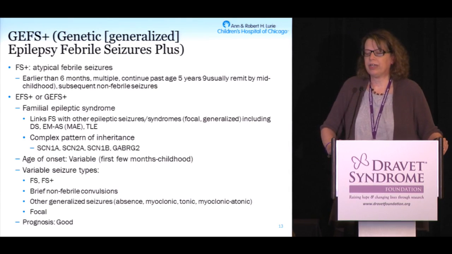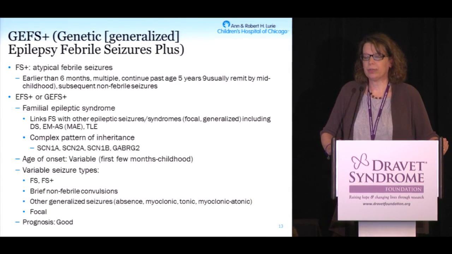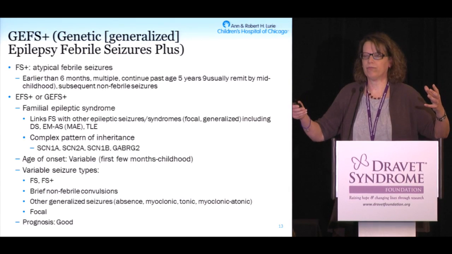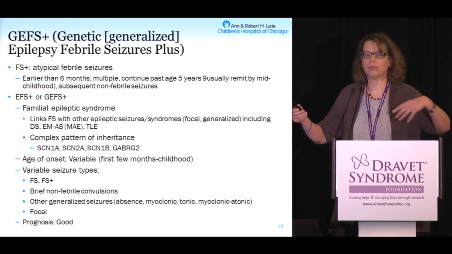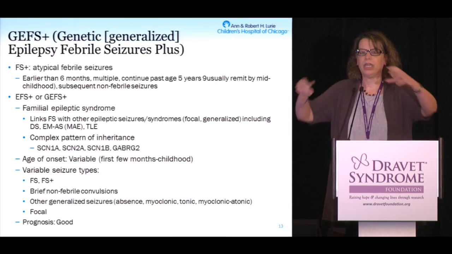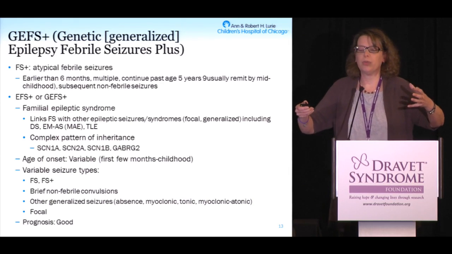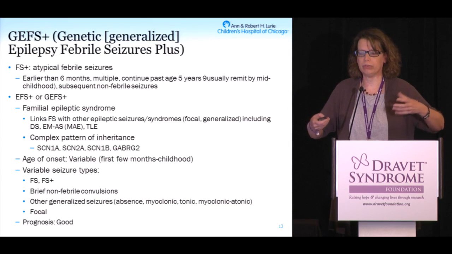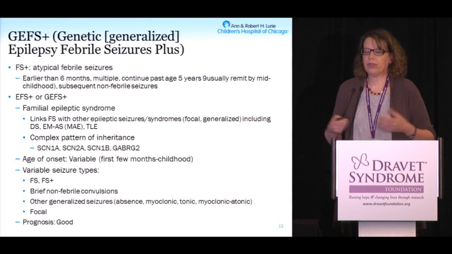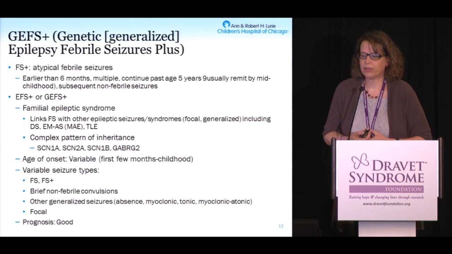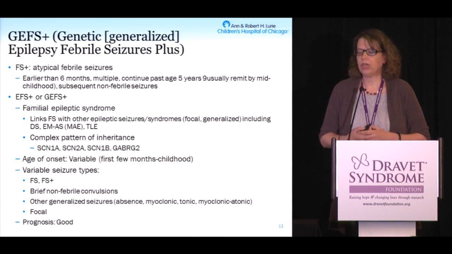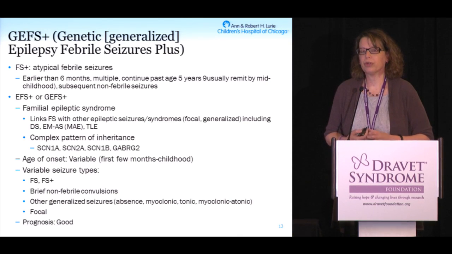The idea of an epilepsy, febrile seizures plus, or genetic epilepsy and febrile seizures plus, is really looking at febrile seizures in the realm of the family pedigree. It links the febrile seizures with other seizure epilepsy syndromes, both generalized and focal. And in these family pedigrees is where you might have the febrile seizures in association with the SCN1A or 2A or other genes. Subsequently, the seizure types are much more variable, with both febrile seizures, the febrile seizures plus, brief non-febrile convulsions, other generalized seizures, but the prognosis is still very good.